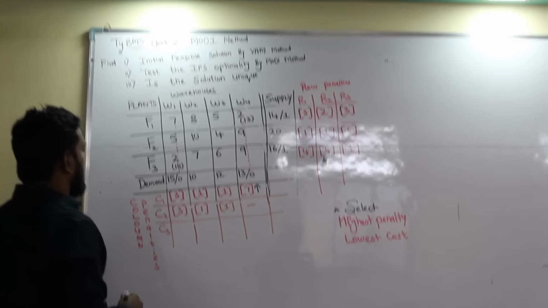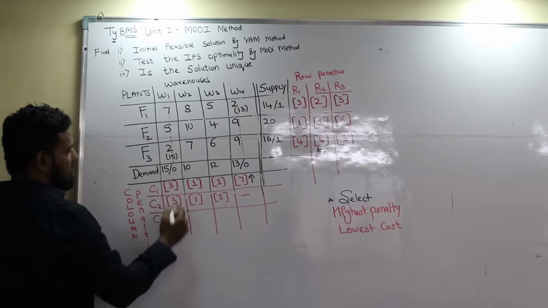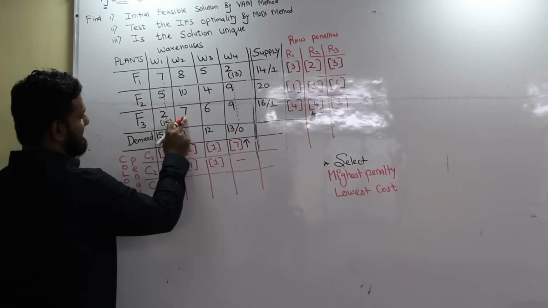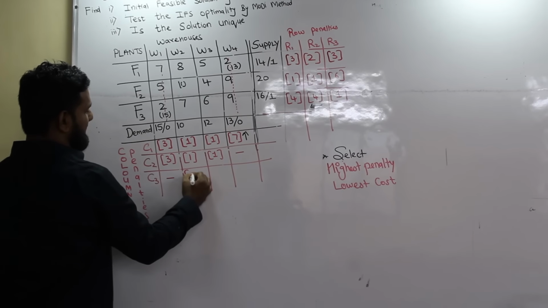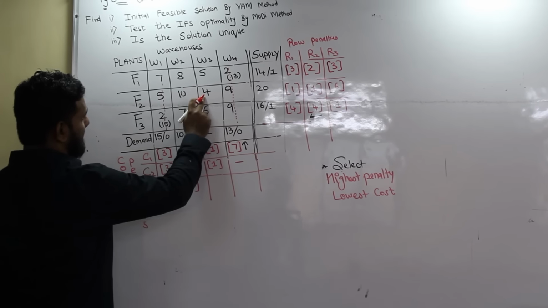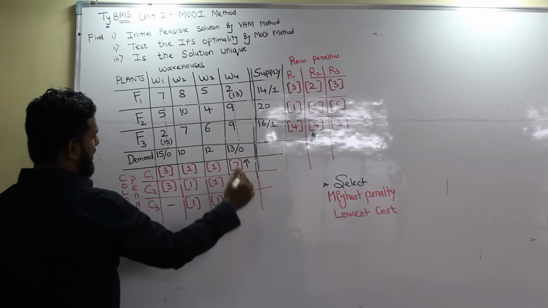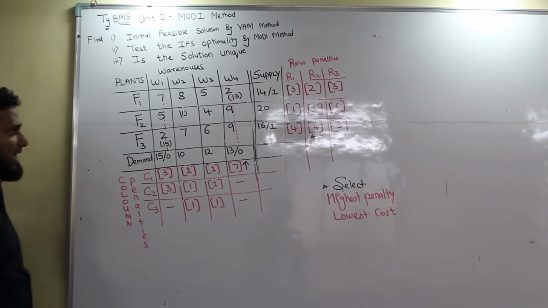Next over here, as this column is eliminated, so here we will put a dash. Similarly, the smallest is 7 and the one bigger than it is 8. 8 minus 7 will become 1, and then 4, and then 5. 5 minus 4 will become 1, and this column is eliminated, so we will put a dash over here.